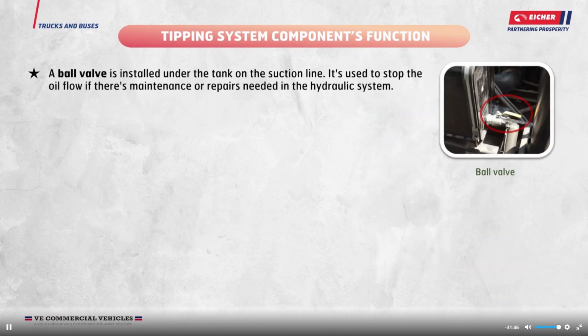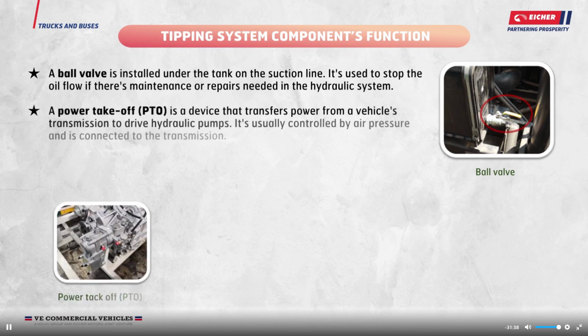A ball valve is installed under the tank on the suction line. It's used to stop the oil flow if there's maintenance or repairs needed in the hydraulic system. A power takeoff, PTO, is a device that transfers power from a vehicle's transmission to drive hydraulic pumps. It's usually controlled by air pressure and is connected to the transmission.